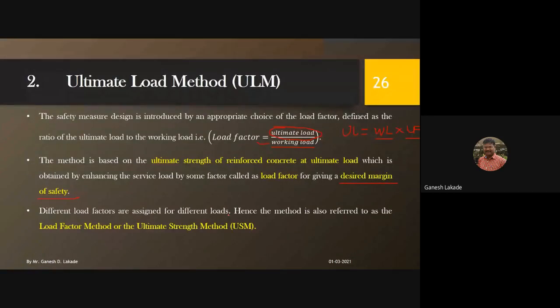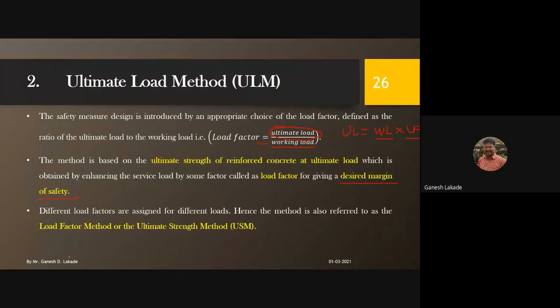Okay, that wind intensity may vary. Again, seismic activities are not happening every time. It may occur at any one instance. Okay, but we have to consider that load for the design purpose. So for each kind of load, you have to consider different load factors. Different load factors are to be considered, and hence this method is referred to as the load factor method.